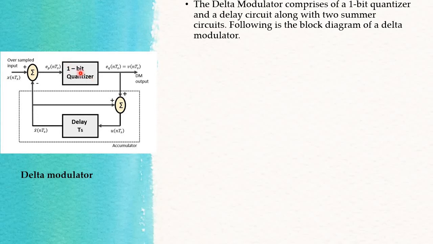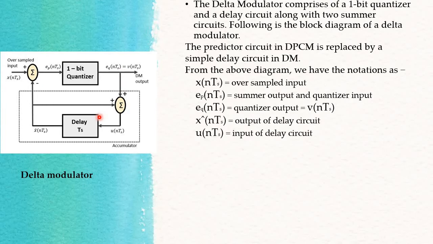So how is it going to do this? 1-bit quantization means we have a value of a single bit, so the options are either 1 or 0. If your error is positive, it will generate the output as 1. If your error is negative, it will generate the output as 0. For the positive error, there is an increment in the staircase by the step size, and for a 0 input there is a decrement in the staircase value. So these are the values which we are using, or these are the notations. The first one is x(nTs), which represents your oversampled input. e(nTs) is the summer output.